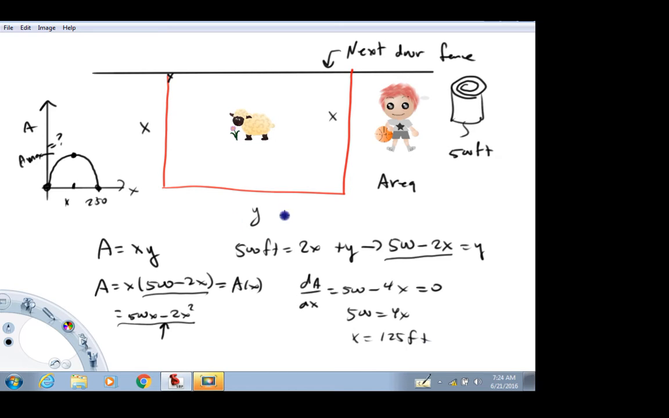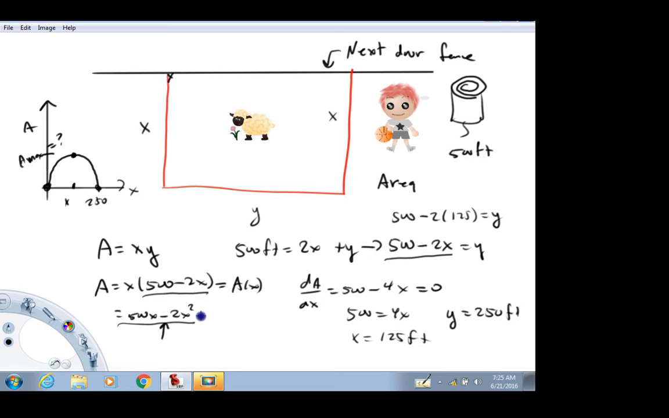We can get the value of y by going back and taking note of 500 minus 2x equals y. So that's going to be 500 minus 2 times 125 equals y. And this is going to be 500 minus 250 equals y. And so y is going to be, I believe, 250 feet. So dimensions of 125 by 250 should give us the largest possible area.